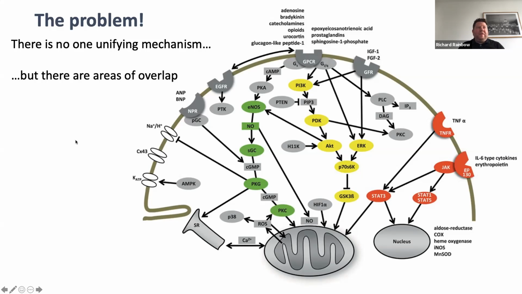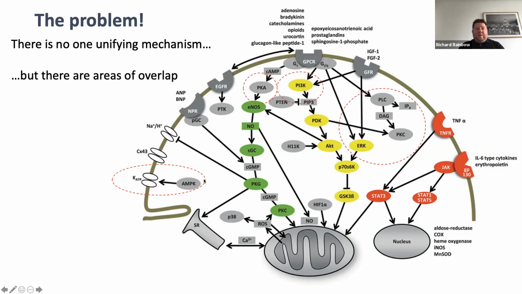But there are a couple of things that seem to be common to all of these different pathways and all of the different descriptions of cardioprotection in the literature. And those tend to be something to do with PKC and ERK. We have something to do with PKA, particularly involved in the nitric oxide pathways. Also, we seem to have something around PI3 kinase.